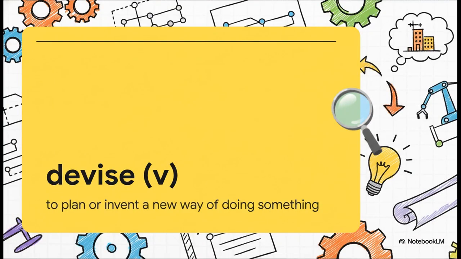Okay, first up, we have the verb devise. When you devise something, you're not just thinking about it, you're actually inventing or planning a whole new way to do it. It's got this real sense of cleverness to it, like a brilliant engineer designing a new machine. And hey, listen for its friends. You'll almost always hear it as devise a plan or devise a strategy. They kind of stick together.